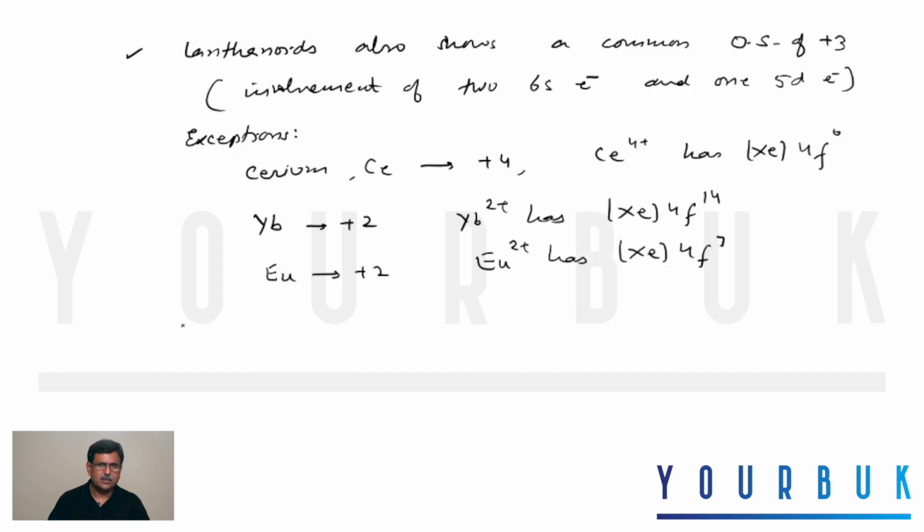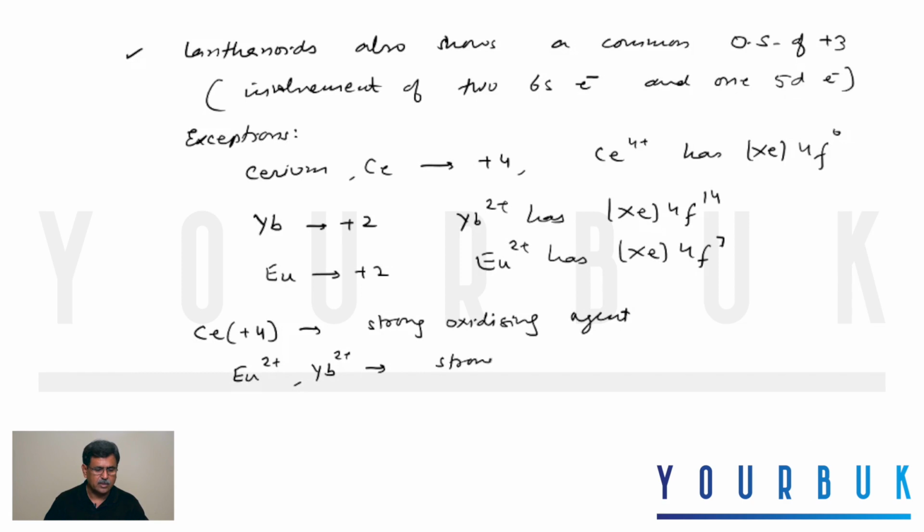As we know, lower oxidation states are reducing agents and higher oxidation states are oxidizing. So cerium +4 is a strong oxidizing agent. It easily gains one electron to form the common oxidation state of +3. Whereas europium 2+ and ytterbium 2+ are strong reducing agents. They can lose one electron to attain the common oxidation state of +3.